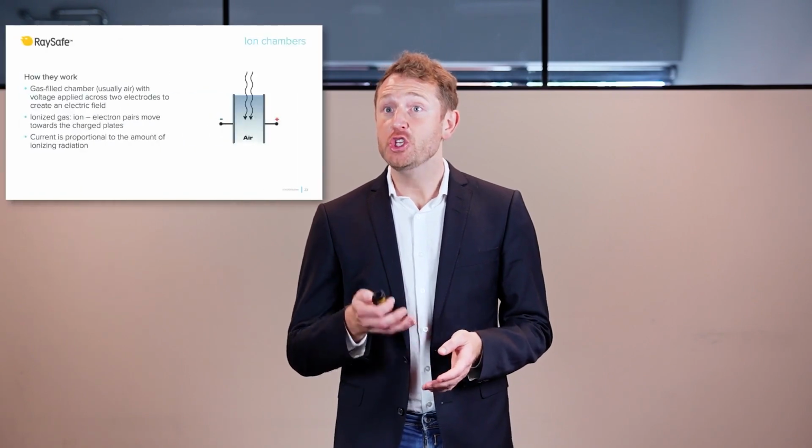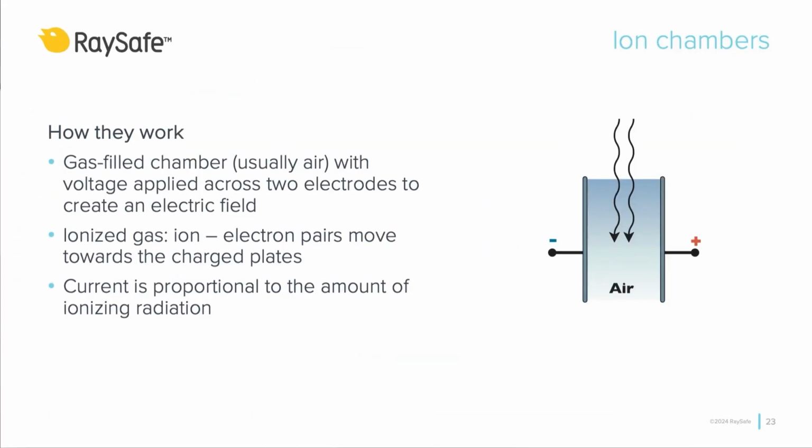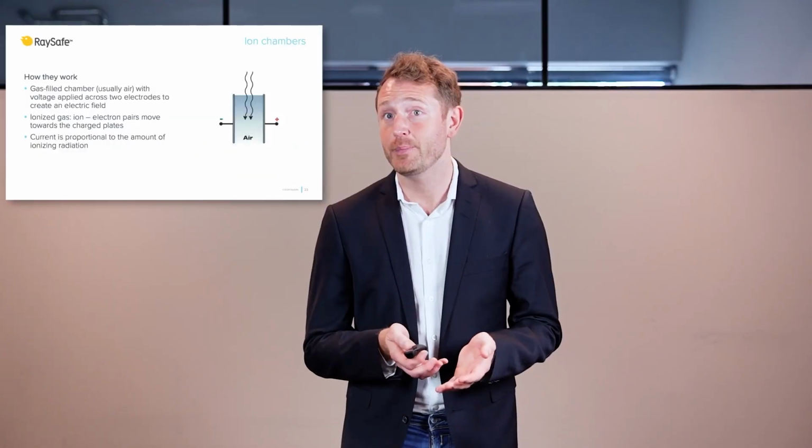An ion chamber is a gas-filled chamber, usually with air, but there could be other gases as well. It has a voltage applied across 2 electrodes, which creates an electric field. Radiation then ionizes the gas, ion-electron pairs are formed, and they move towards the charged plates and create a current. This current is what's being measured, and it's related to the amount of ionizing radiation that hits the chamber.